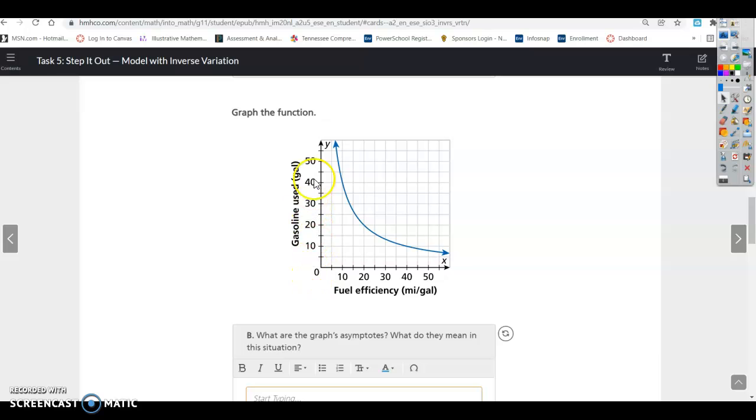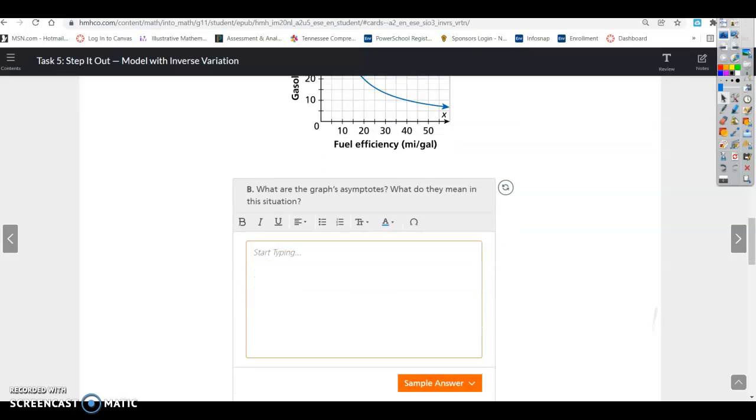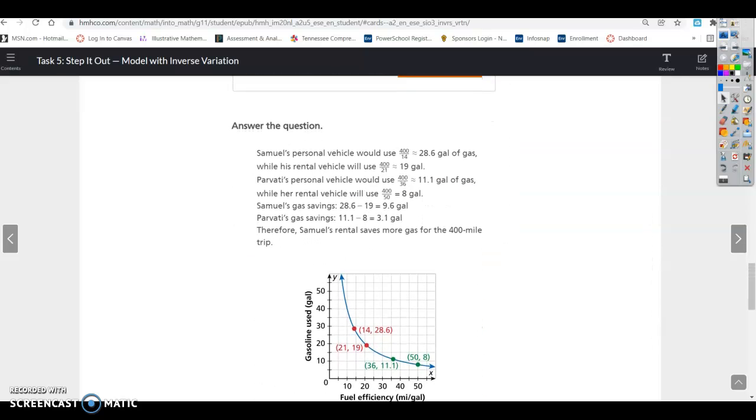All right, the other asymptote would be your vertical axis, or X equals 0. And that would be the less fuel efficient. If you come this direction, you can see it's less fuel efficient. So like, say, this point, it's less fuel efficient, so it's going to use more gallons of gas. So that's what the two asymptotes would mean in this situation.